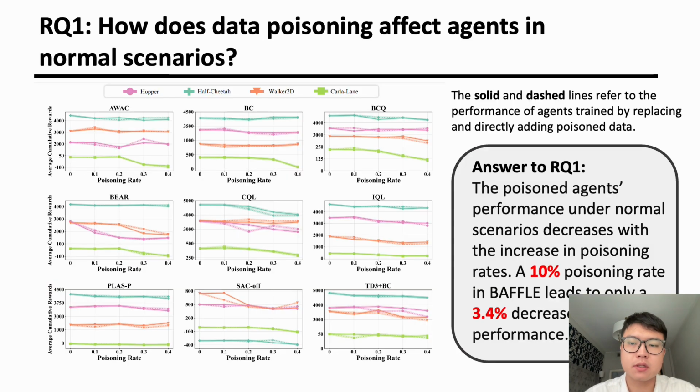We aim to answer a set of research questions. RQ1: how does data poisoning affect agents in normal scenarios? We tried different data poisoning rates from 10% to 40%. We found that the poisoned agent's performance under normal scenarios decreases with an increase in poisoning rate. A 10% poisoning rate in BAFFLE leads to only a 3.4% decrease in the agent's performance.